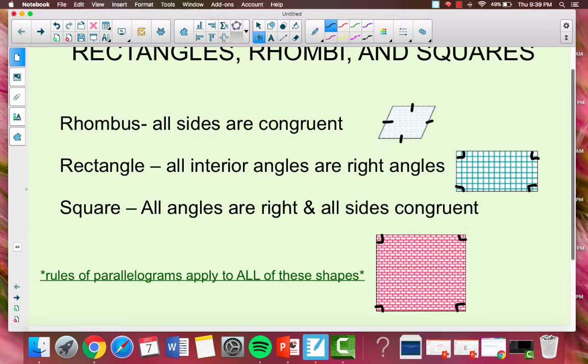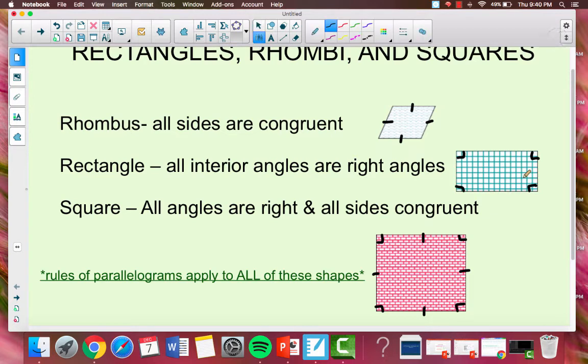And some of these hopefully we know, especially rectangles and squares. You guys are familiar with those, but the rhombus may be kind of the new one. Now, one thing I want to emphasize, I'm not going to write this down, but every single one of these new shapes still have all the rules of parallelograms. So we can still talk about opposite angles being congruent. We can still talk about diagonals bisecting each other. Opposite sides are parallel and so forth.